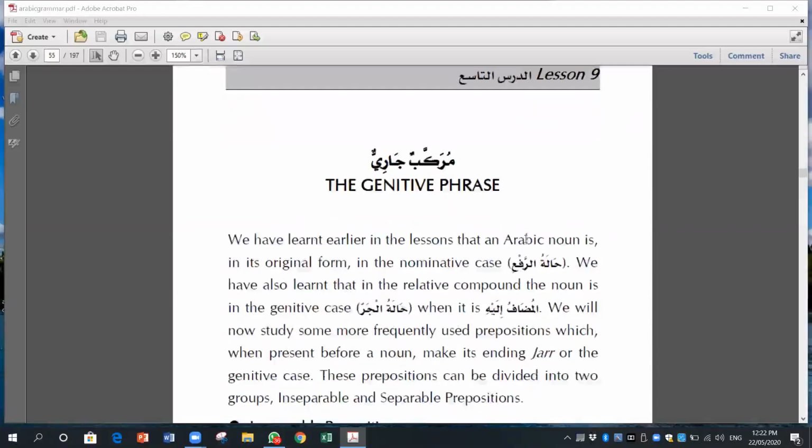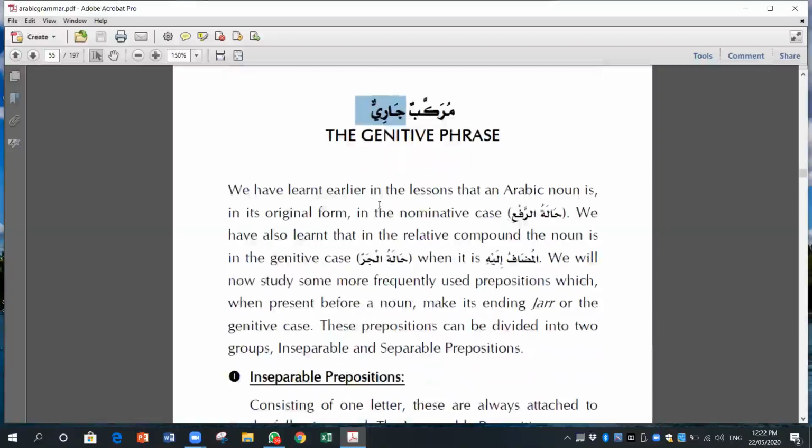Okay, so yesterday we started with murakkabe jari. Murakkab, I told you, is the combination of two words, and they will be nouns only. When two nouns are together, they will have some relation, so we'll see what type of relation they have. So jari is from jar, murakkabun jariyun, meaning jari is pointing towards the halatu jar.